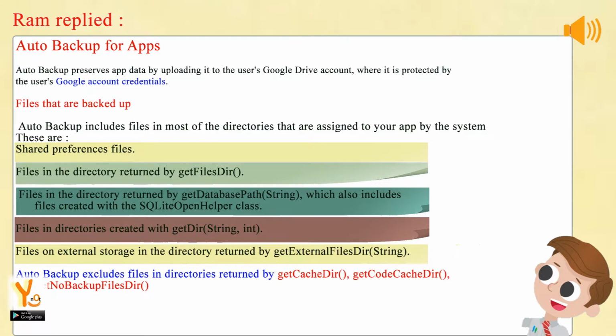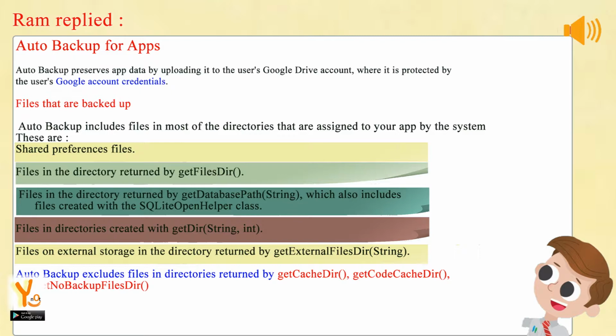Auto Backup for apps. Auto Backup preserves app data by uploading it to the user's Google Drive account, where it is protected by the user's Google account credentials. Files that are backed up. Auto Backup includes files in most of the directories that are assigned to your app by the system.